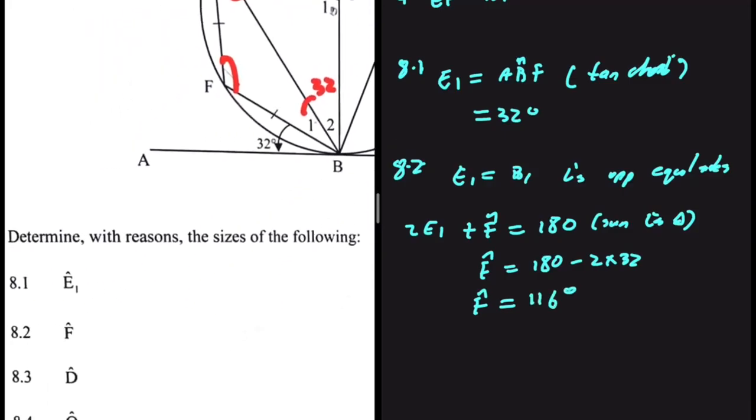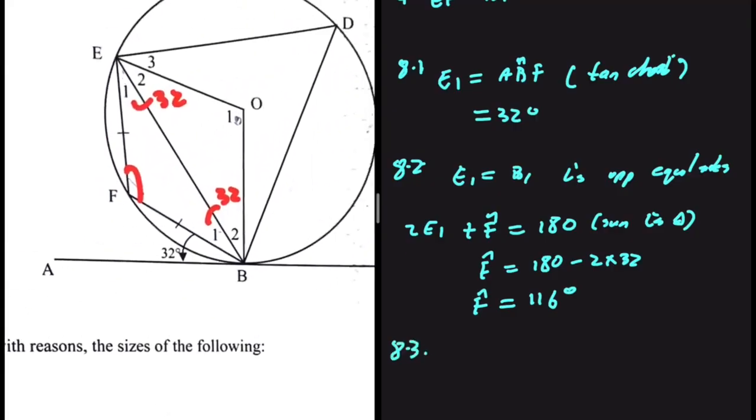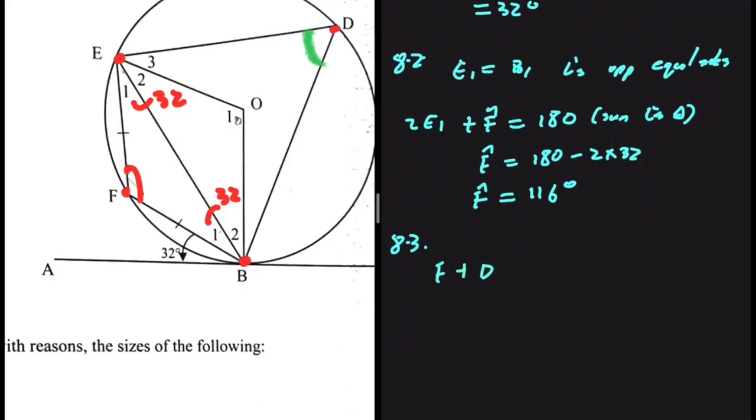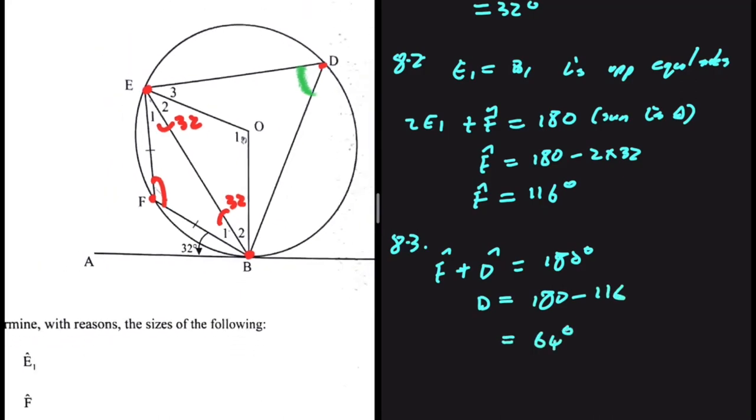And then after angle F, we are now looking for angle D. Angle D is right here, far away from all the other angles. Looking at E, F, B, D, that is a cyclic quadrilateral. Angle F plus angle D should be equal to 180 degrees. This is because the opposite angles of a cyclic quad are supplementary. So D is 180 minus 116. We know that this is equal to 64 degrees. So we have the size of angle D.